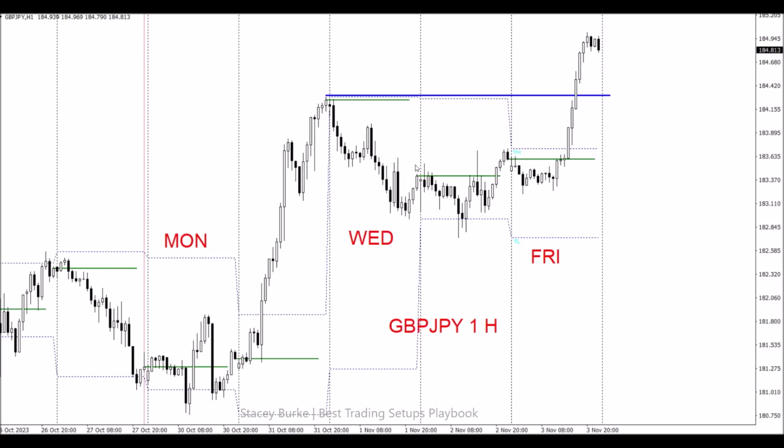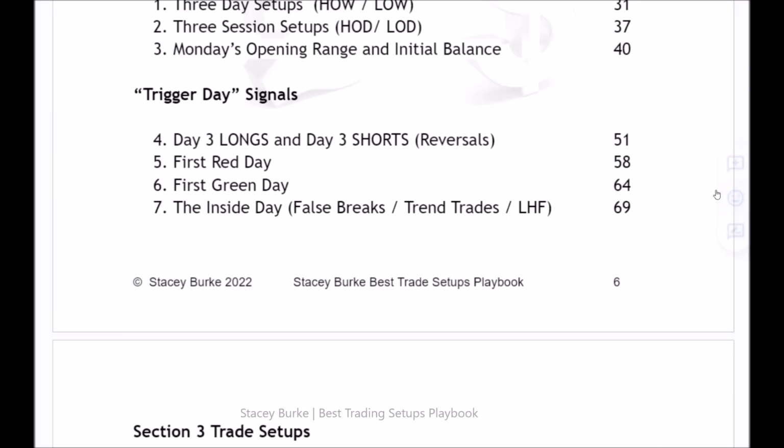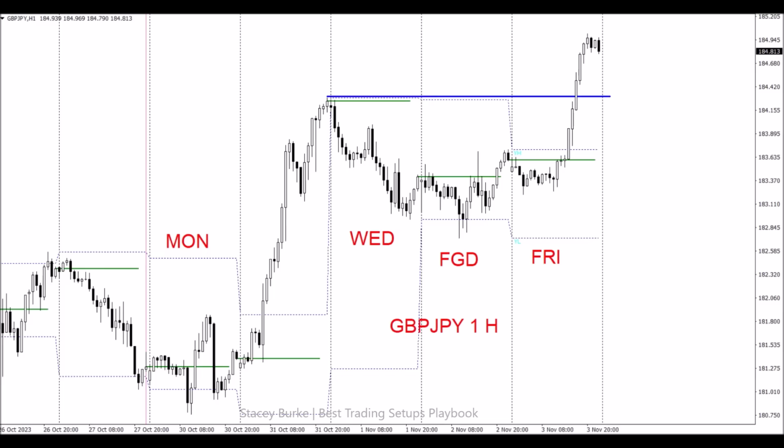We have a market that closes higher on Friday. Thursday closes higher than the one on Wednesday, but Friday, as we head into our session, we have a first green day opportunity. First green day, page 64. This is why it's important to be stepping back and hunting out the best setups over a basket of instruments. You'll see the same type of template Friday, Monday, Tuesday.